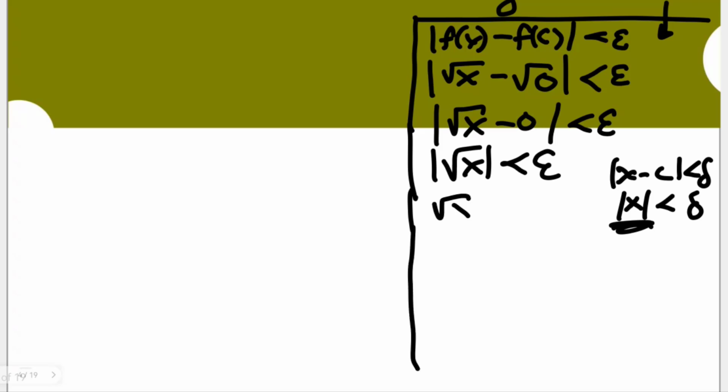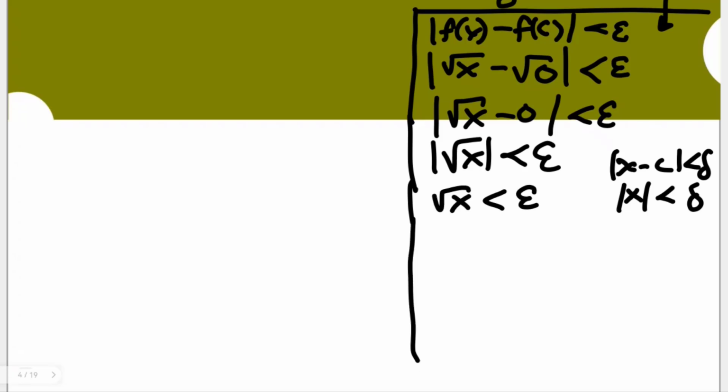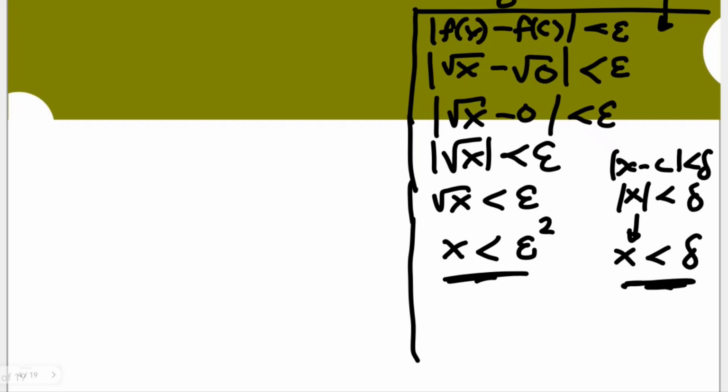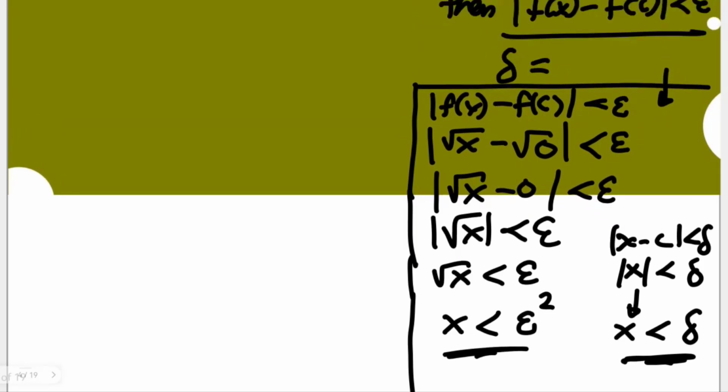It's just square root of x less than epsilon. Okay, so we'll have here square root of both sides. x is less than epsilon squared. Now take note, the absolute value of this is also x less than delta. Following the relationship, we can now say that we can assume delta is equal to epsilon squared, so that this will too be matched.